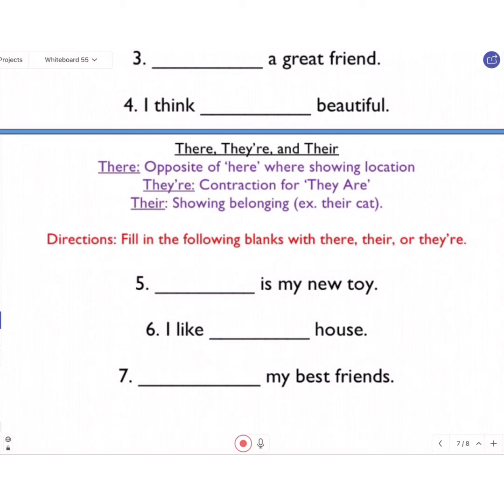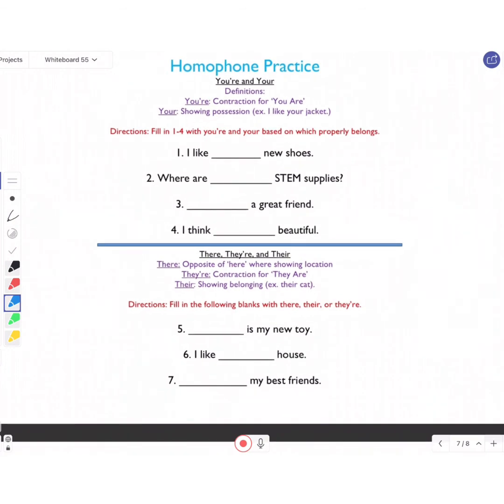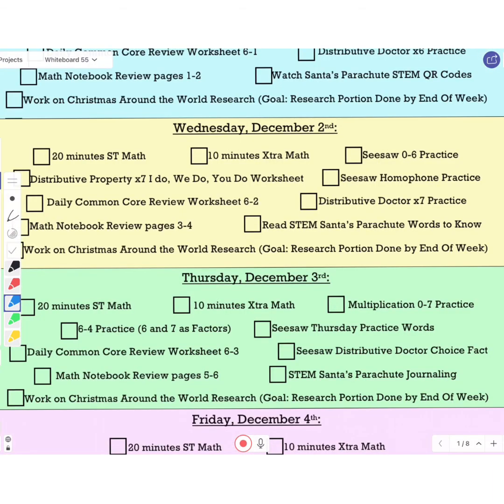You don't have a paper for this one, but you're going to complete this on Seesaw and submit it. This one's a nice simple one for just doing text boxes or writing neatly. And I believe that's it. So do your best today. Make sure that you are making some time to do your Christmas Around the World research.